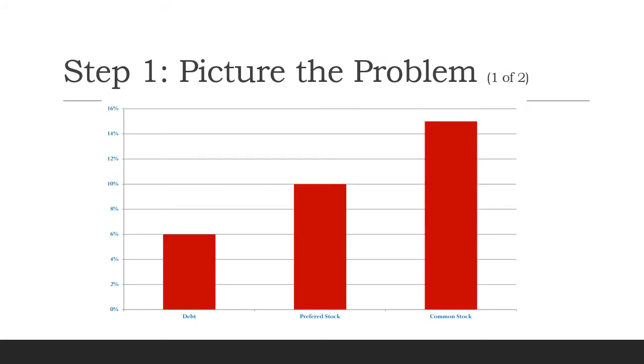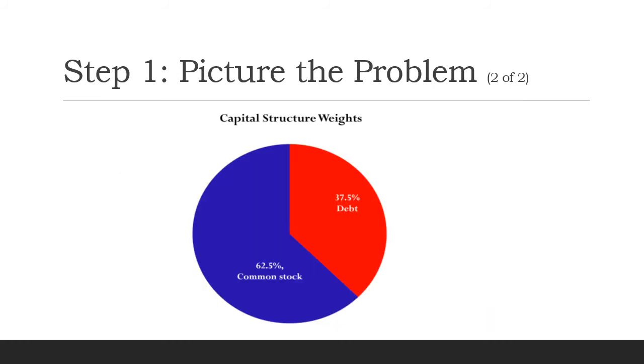Okay, as I mentioned before, this is the initial capital structure of the company. The company has three sources of capital, which are the debt, the preferred stock, and the common stock. The new proposal will increase the common stock, so that at the end of the day there will be only two sources of capital, which are the debt and the common stock.